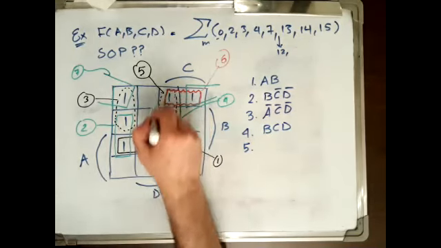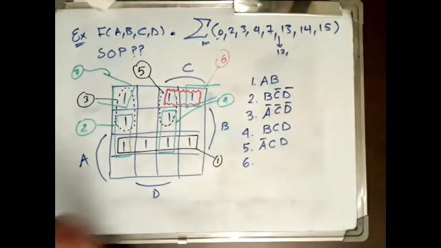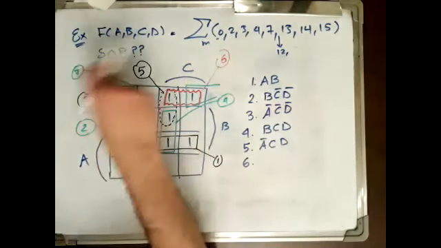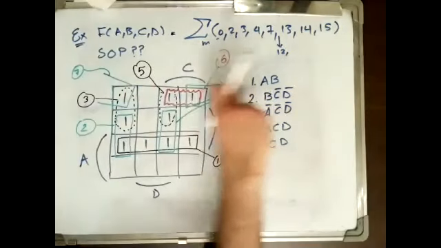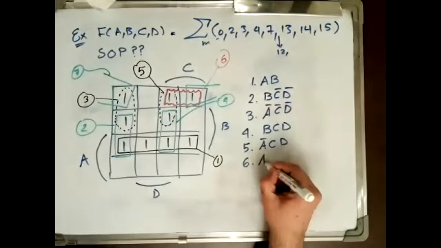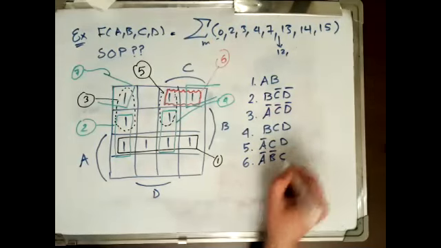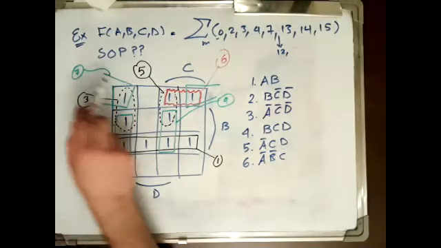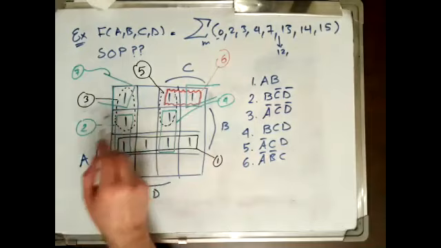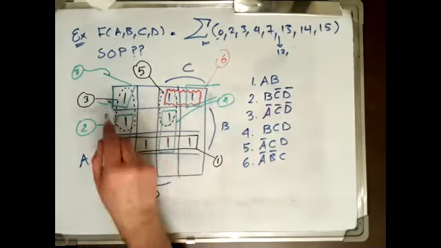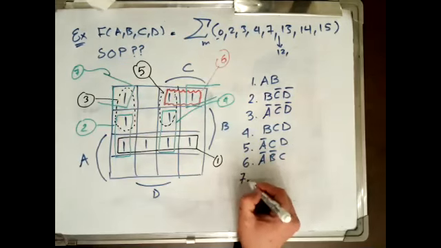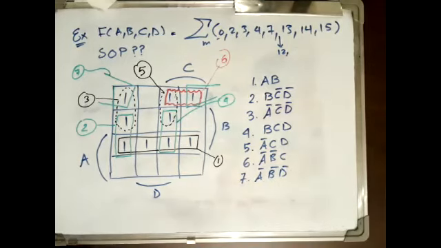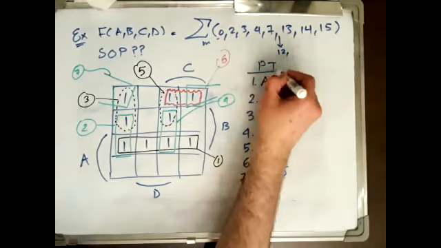Number six. What is number six? Number six is the red one, which is A bar, B bar, and C. And the last one is number seven. This one, the two ones at the top corners, which is A bar, B bar, D bar. So these are all the prime implicants.